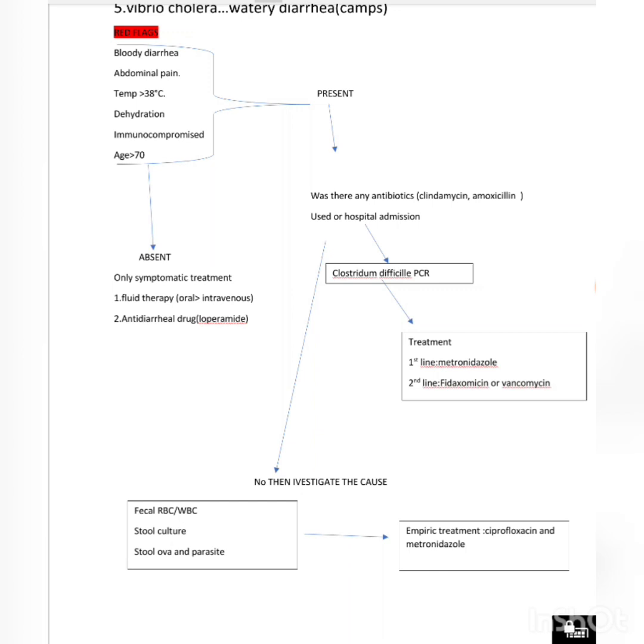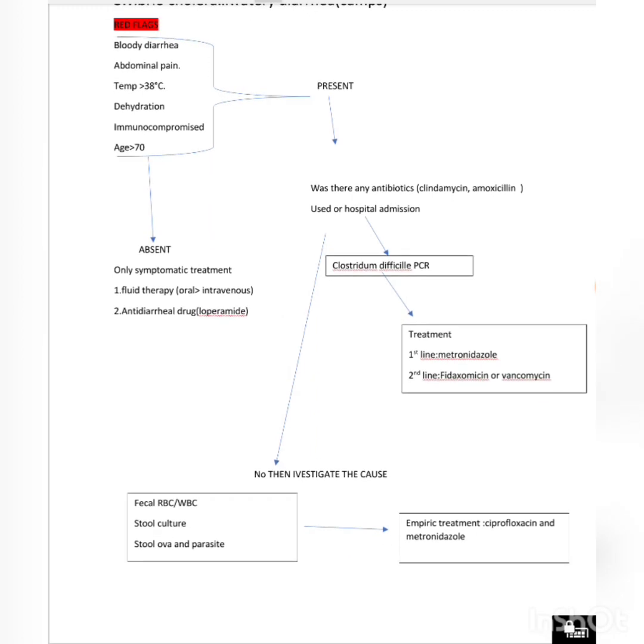If the patient did not use any antibiotics or have a recent hospital admission, then we will investigate the cause, which is the fecal stool culture, stool ova and parasite, and fecal RBC and WBC test. In these cases, we will use empirical treatment like ciprofloxacin and metronidazole.